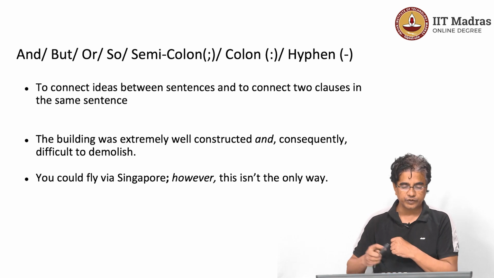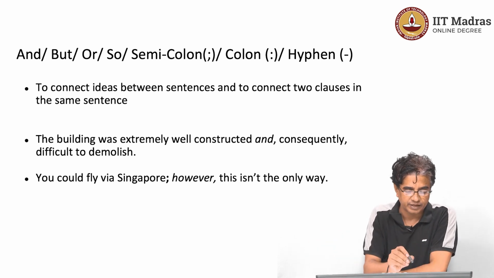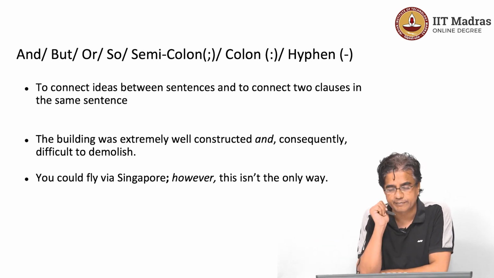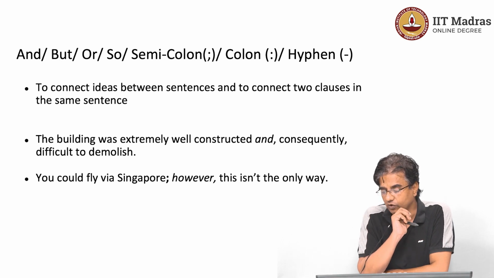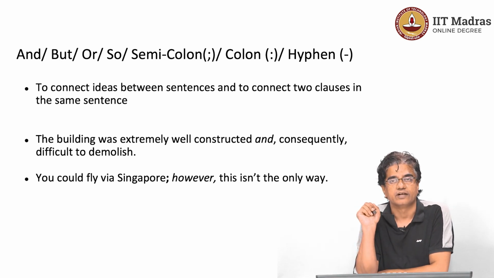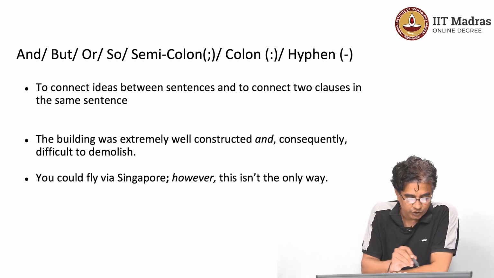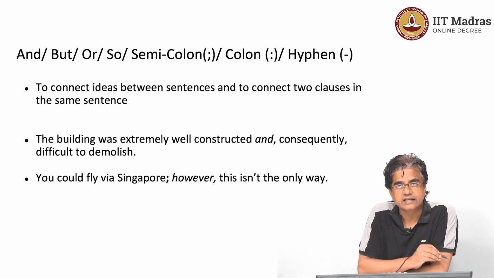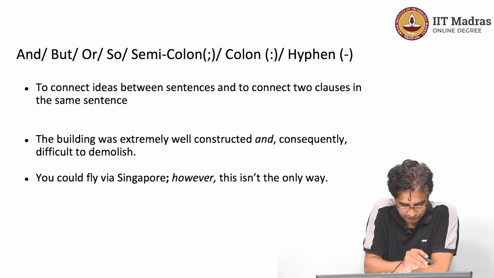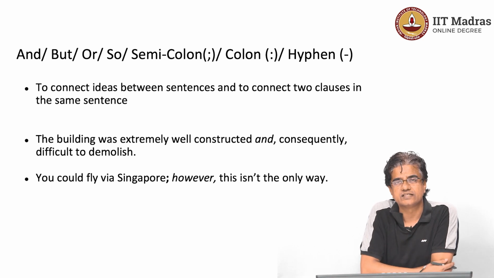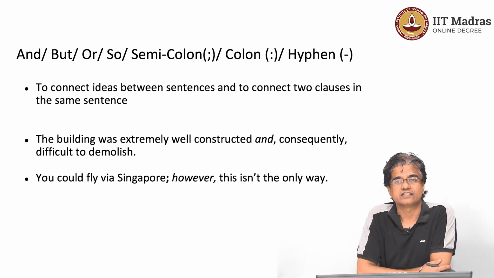Look at how we use terms like and, but, or, so, a semicolon, or a colon, or just a hyphen, to connect ideas between sentences and to connect two clauses in the same sentence. So you understand we are working on connecting things. We are working on these things not as simple conjunctions, but as connectors for the marking of discourse, or for creating or building the discourse. So let's look at some of the examples.